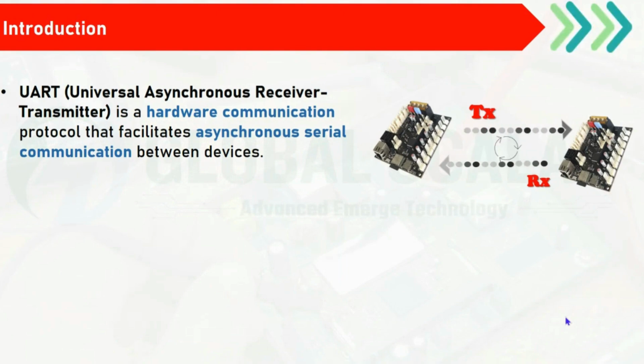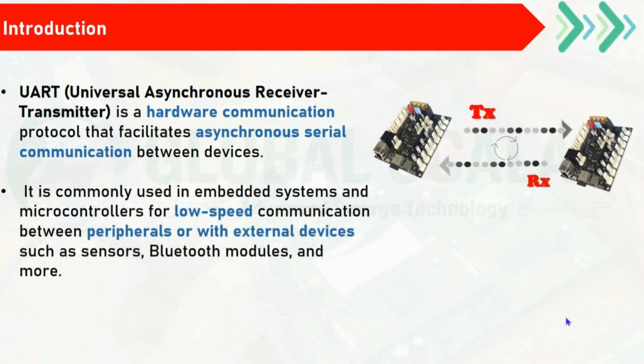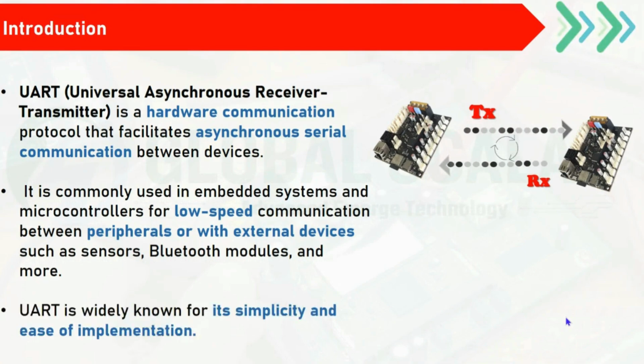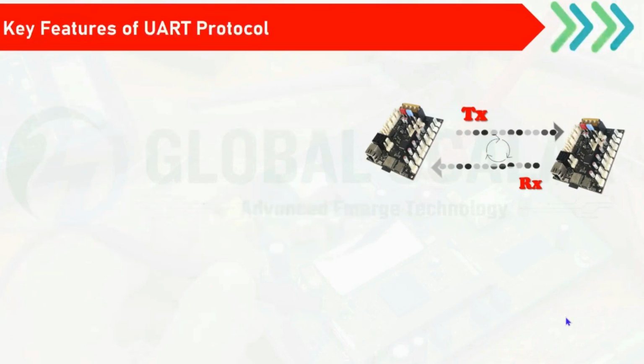It is a hardware communication protocol that facilitates asynchronous serial communication between devices. It is commonly used in embedded systems and microcontrollers for low-speed communication between peripherals and with external devices such as sensors, Bluetooth modules, and many more. UART is widely known for its simplicity and is easy to implement.